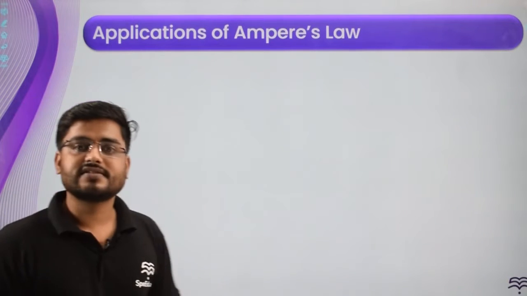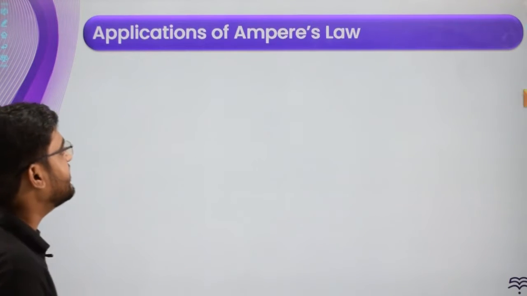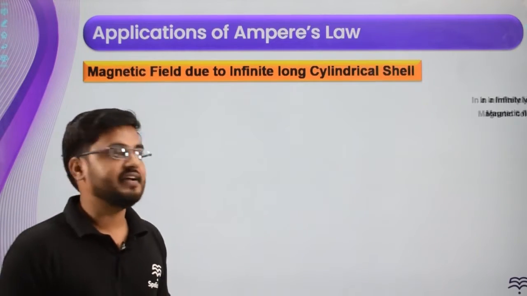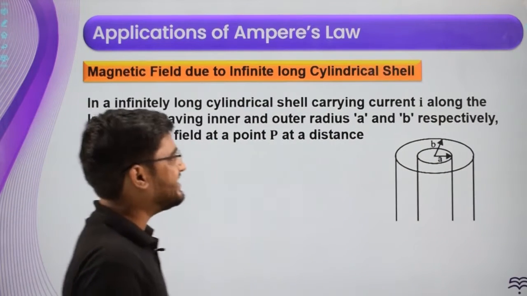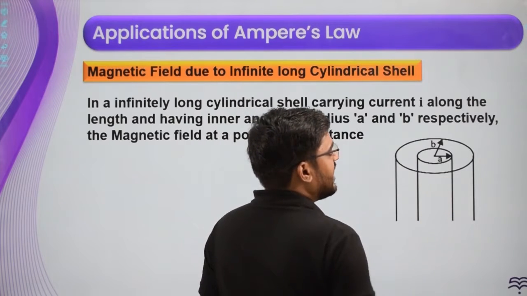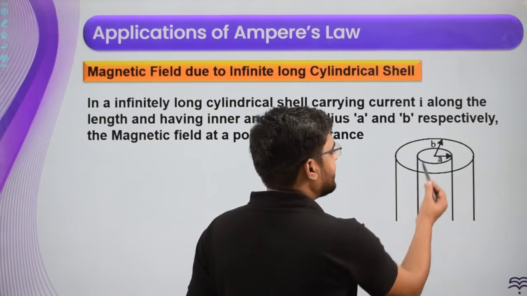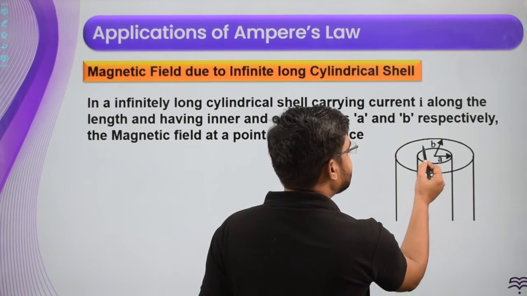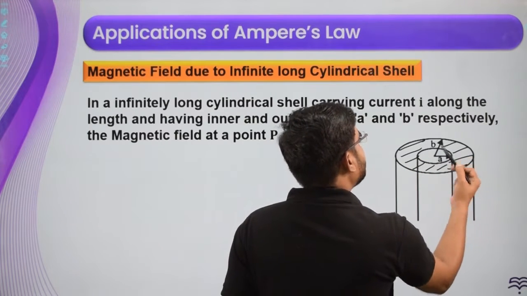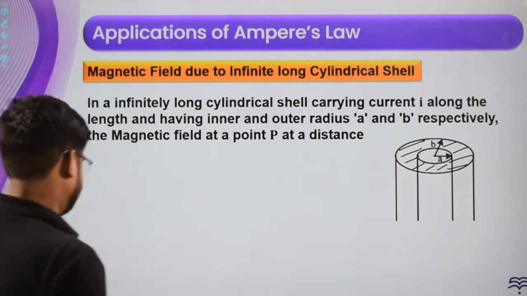We are going to discuss the applications, and the first application is the magnetic field due to an infinitely long cylinder. We have a cylindrical shell with inner radius A and outer radius B, and the current I is passing uniformly through its area of cross section.